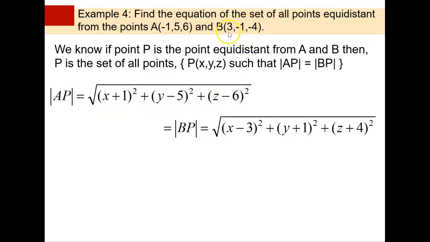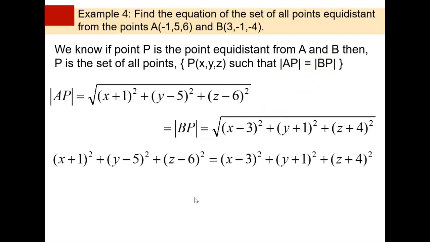Now I'm going to find another equation for BP, which is between the point P, X, Y, Z, and B, which is 3, -1, -4. Putting it into my distance formula, I get this. Now, if I want P to be equidistant, or equal distance between A and B, I have to set them equal to each other. So I'm going to set these two equal to each other. And when I square both sides, I get this expression.